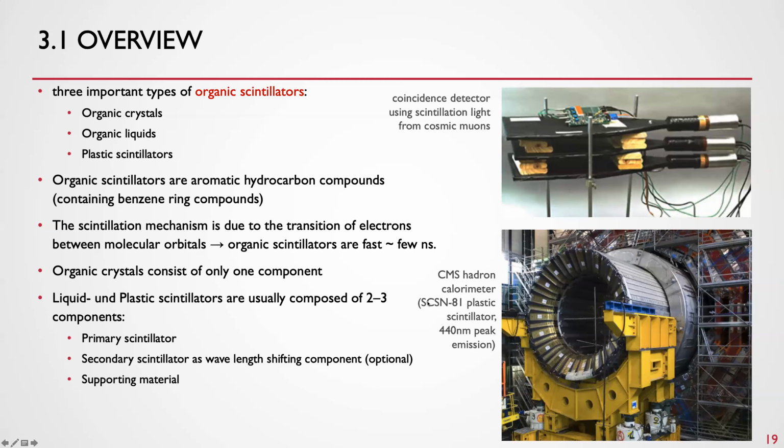It uses a specific scintillator, SCSN81. It's a compound plastic scintillator. Its emission peak is at 440 nanometer, in case you want to know. Organic crystals typically consist only of one component. Liquid and plastic scintillators are usually composed of 2 to 3 components. There's a primary scintillator, and then there are secondary scintillators that act as wavelength shifters towards a longer wavelength. You don't need these in case the readout matches, but it rarely does, and hence the wavelength shifting components can be mixed in.